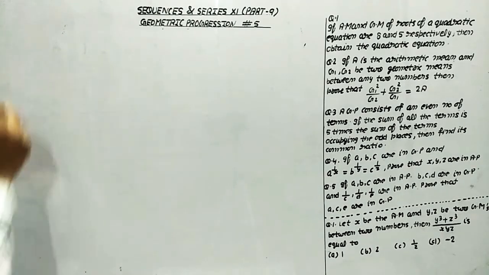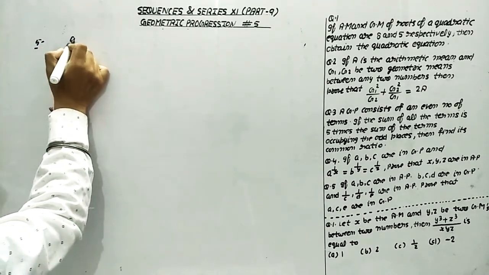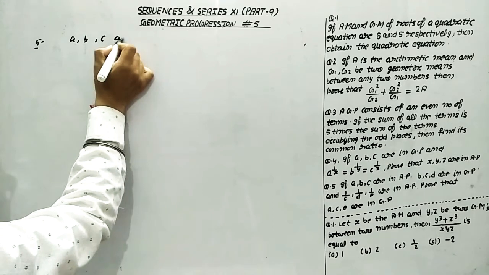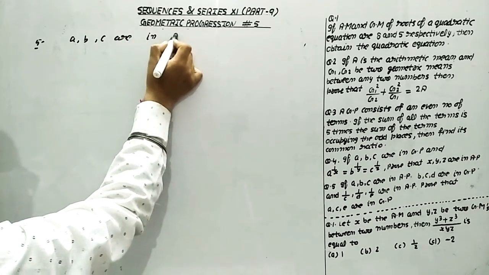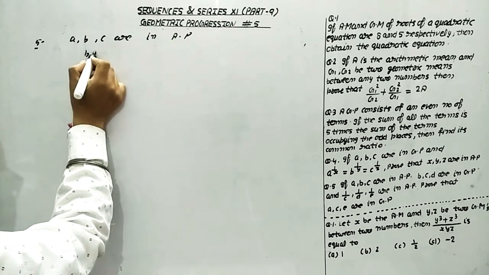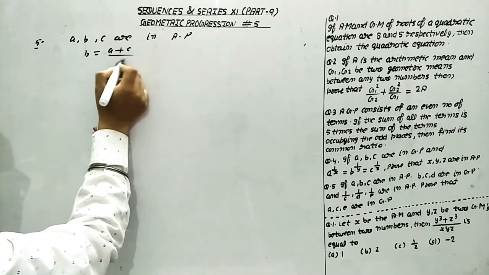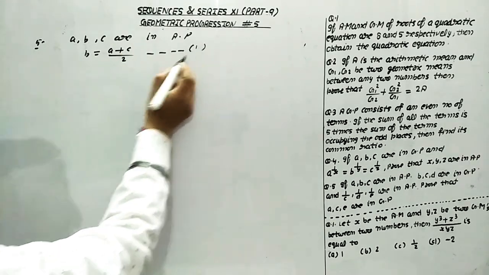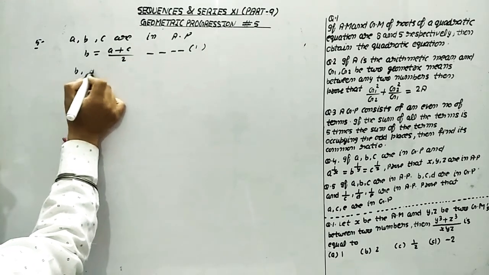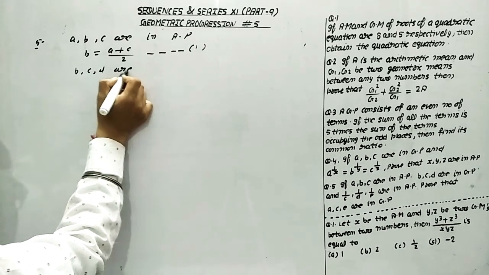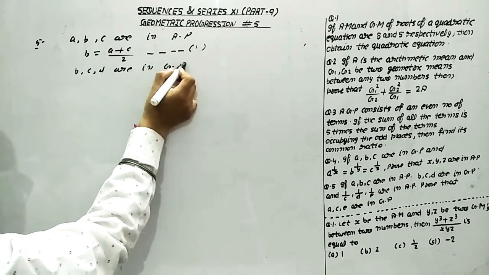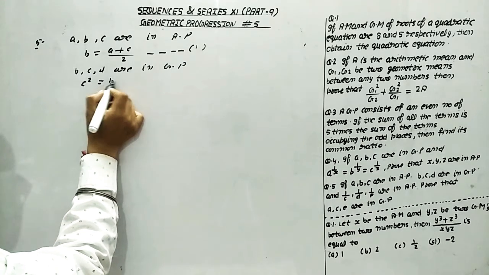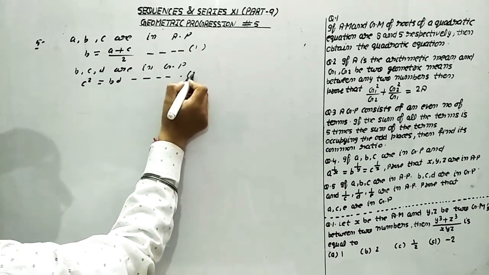Now look at this thing. In the fifth question they are saying A, B, C are in AP. It means B is equal to A plus C upon 2. This is the first equation. After that, B, C, D are in GP. It means C square is equal to BD. This is the second equation.